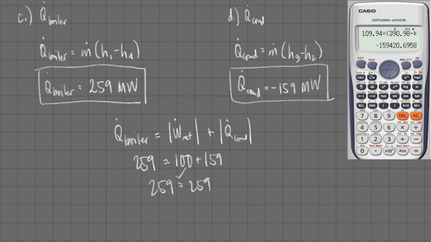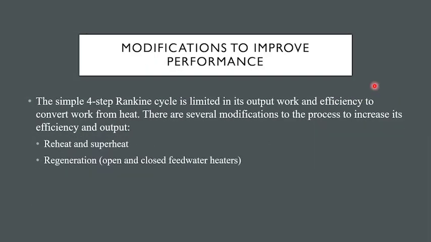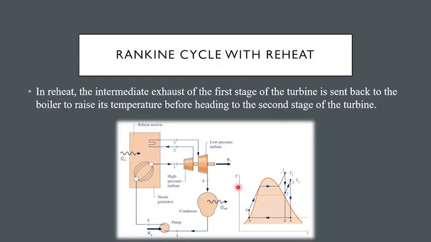Let's go back. The next thing that we will consider are modifications to improve the performance of the Rankine cycle. The simple 4-step Rankine cycle is limited in its output work and efficiency to convert work from heat. We have here several modifications to the process to increase its efficiency and output. First, we have reheat and superheat, and second, we have regeneration, both open and closed feed water heaters. Let's start with reheat and superheat.